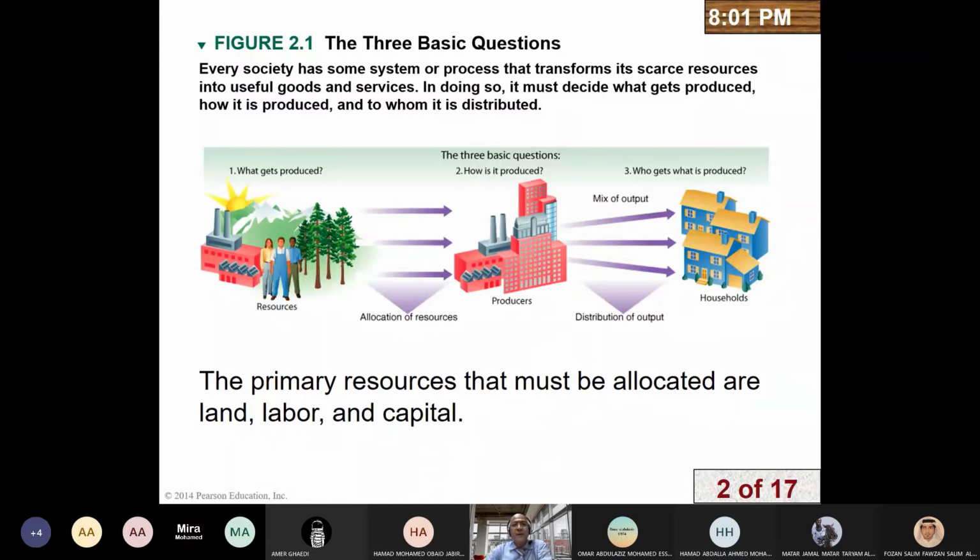Okay, Amr Qaidi. The three basic questions. Every society has some system or process that transfers its scarce resources into useful goods and services. In doing so, it must decide what gets produced, how it is produced, and to whom it is distributed. The primary resources that must be allocated are land, labor, and capital.